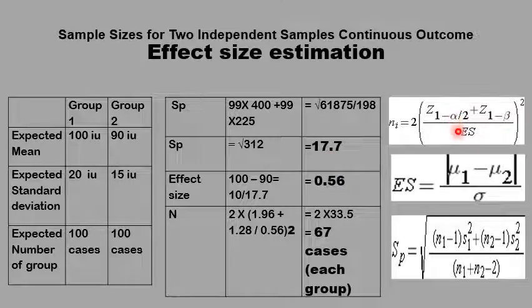Use this in the formula, and now for the z-score for the level of significance, we use 1.96, and the z-score for the power, because we are choosing a 90% power, is 1.28. Divide this by the effect size that we have just calculated, which is 0.56, and multiply all by 2. Then you get 2 multiplied by 33.5, that is to say you need 67 cases in each group.